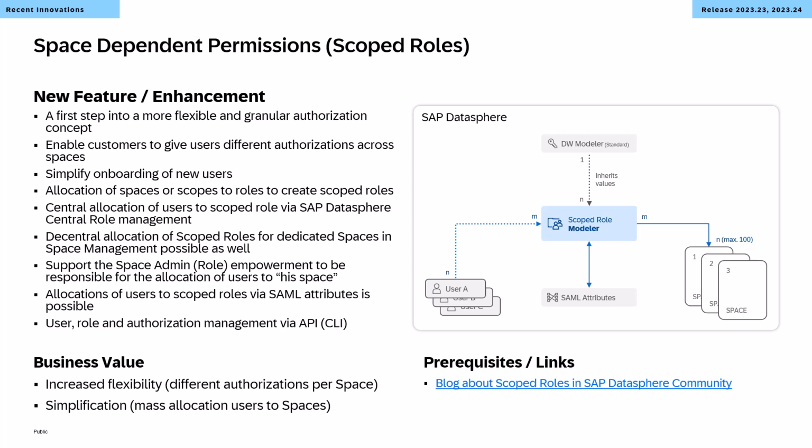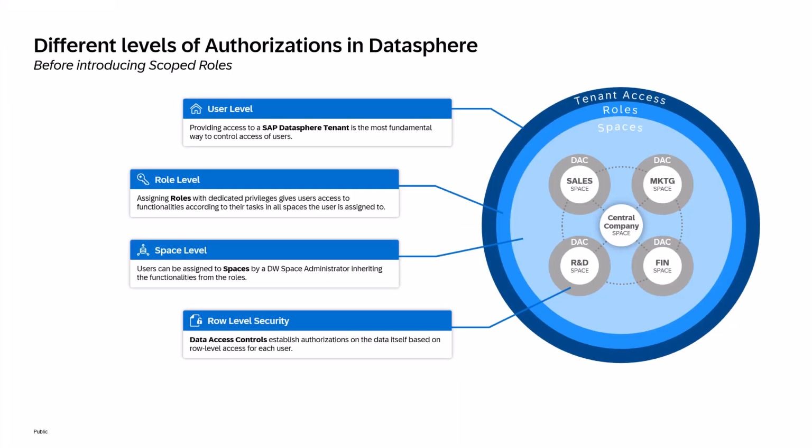But maybe let's take a step back and look at the authorization concept before introducing scoped roles. So before the release of scoped roles with wave 23 and 24 of 2023, basic access on a user level is given to people accessing the Datasphere tenant as such, right?